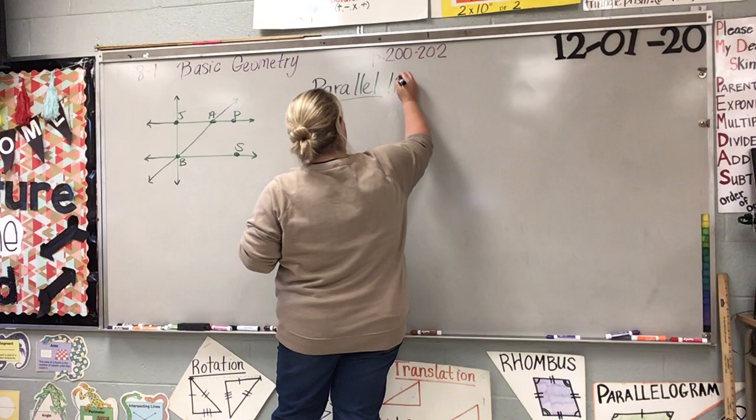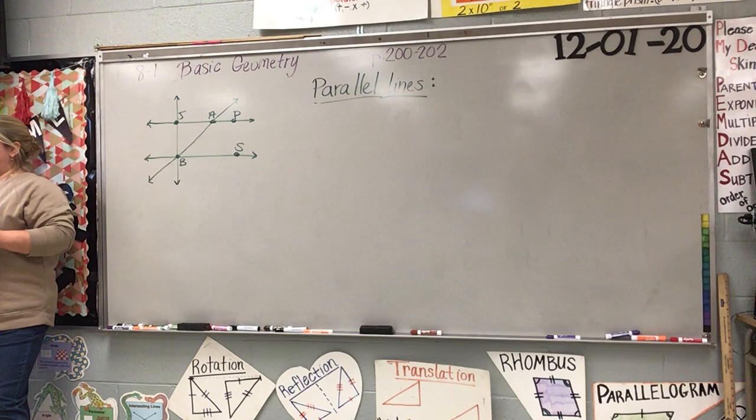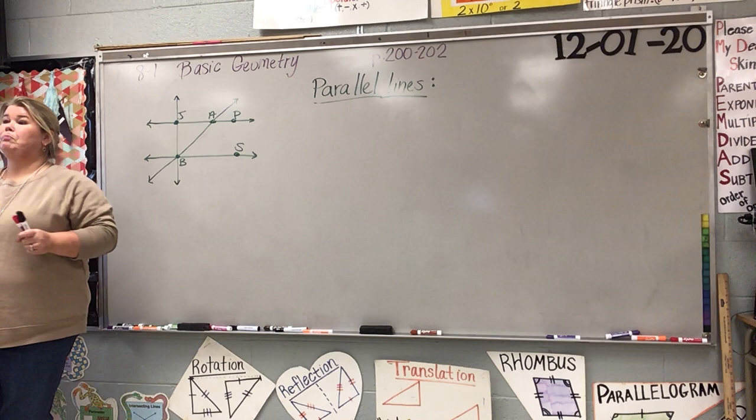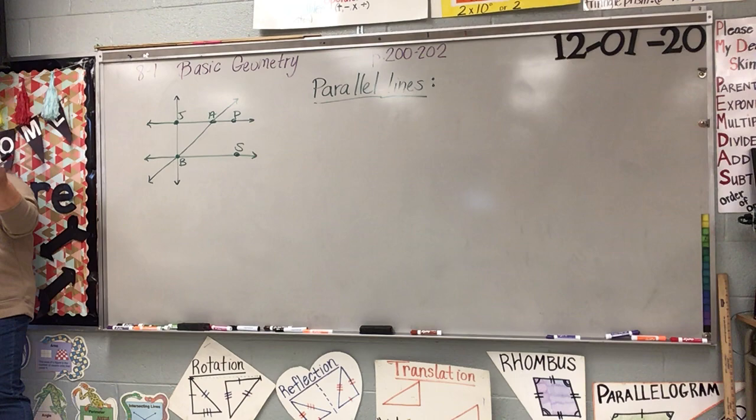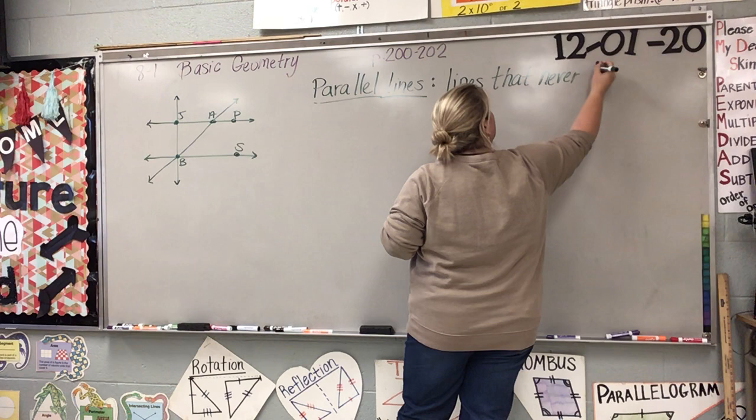Parallel lines. Are JP and BS parallel lines? Hold up, we're going to get there. So what are parallel lines? Lines that are exactly beside each other. They never touch, they never cross. Your book says parallel lines never cross and stay the same distance apart. So they are lines that never touch. I just put never touching lines.